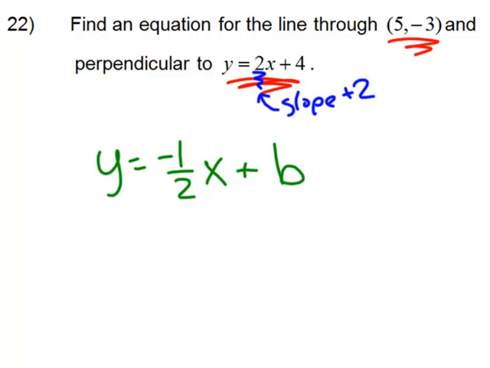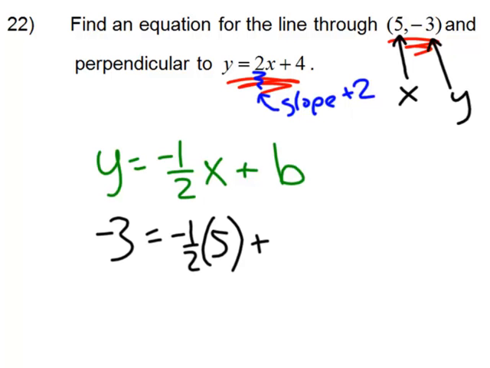Now, how am I going to make that go through the point (5, negative 3)? Well, 5 is the x value, negative 3 is the y value, so let's plug those in. Negative 3 for y, 5 for x, and let's just solve for b. Let's see, we've got negative 5/2 here plus b. On the left side, let's go ahead and anticipate some common denominators. Instead of just writing negative 3, I'm going to write negative 6/2.